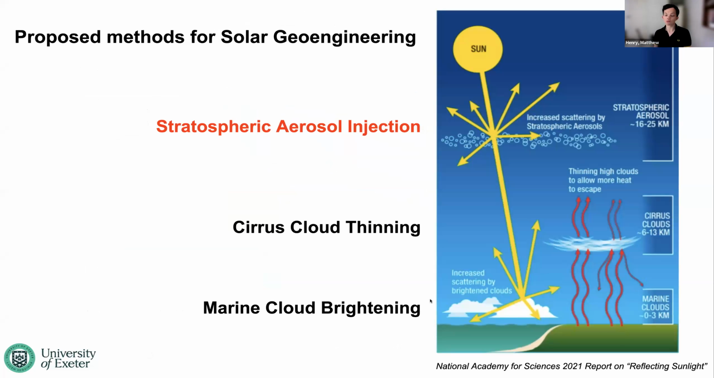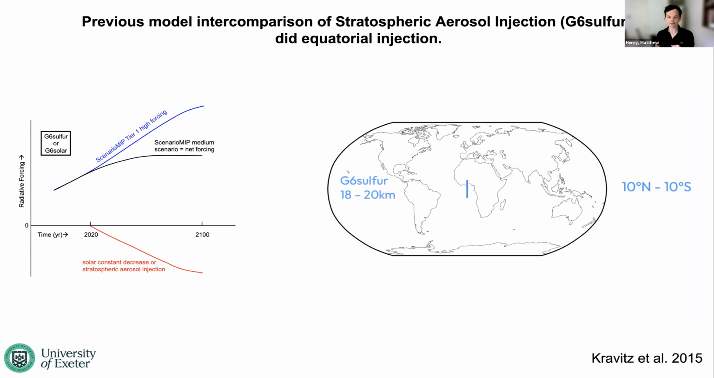One of them is marine cloud brightening, where we brighten clouds that hang above the ocean. The other is thinning high clouds that act mainly on the longwave side of things, and that would allow more heat to escape to space. But the way that I will be focusing on in this work is stratospheric aerosol injection, where we add, for example, sulfates in the stratosphere, and that would create aerosols which reflect a bit of sunlight and cool the planet.